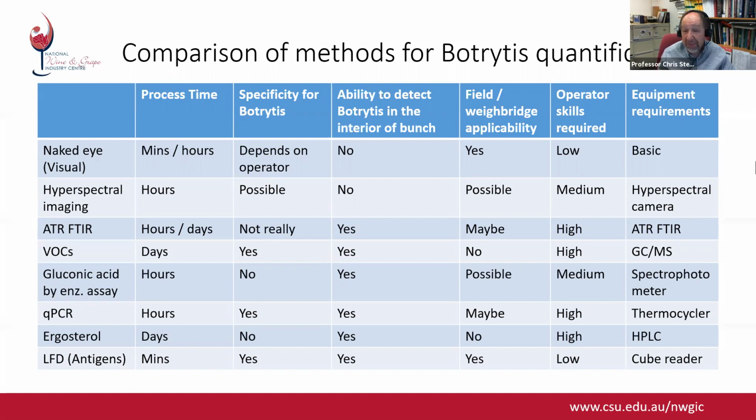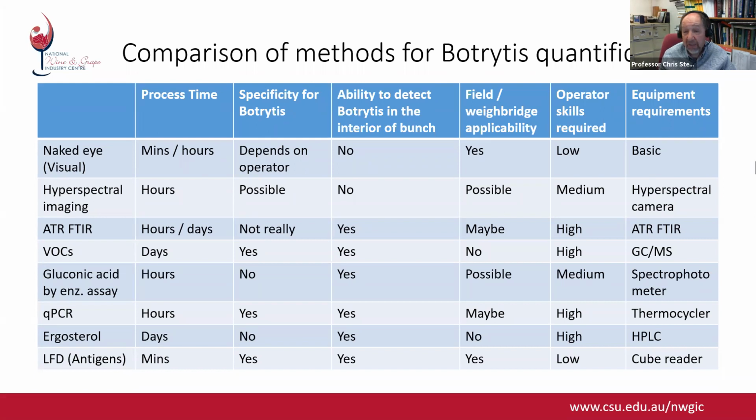In terms of applicability and what could be done now, hyperspectral imaging, well, we could perhaps have a camera as the grapes are coming in or in the vineyard. The VOCs, the volatile organic compounds, not yet, but maybe in the future. Gluconic acid is possible. Agostrol, probably not, because of that 3-day period to processing, but the antigen would be applicable.